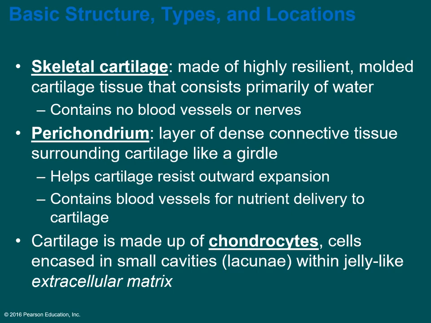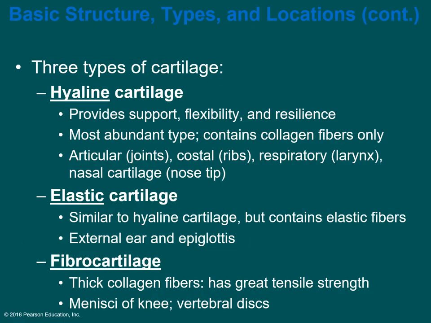Cartilage is made up of chondrocytes. These are cells that are encased in little cavities that we call the lacunae. And there's an extracellular matrix surrounding it. There are three types of cartilage. There's hyaline cartilage, elastic cartilage, and fibrocartilage.